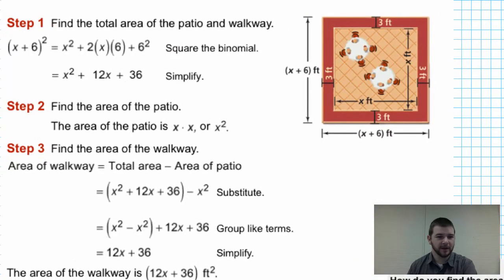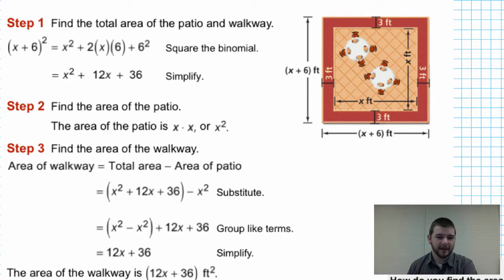So, to do this work, x plus 6 squared, we know from our previous examples, that will equal x squared plus 2 times x times 6 plus 6 squared. Simplifying, we find that equals x squared plus 12x plus 36. Step 2, find the area of the patio. Well, the area of the patio is x times x, or x squared.